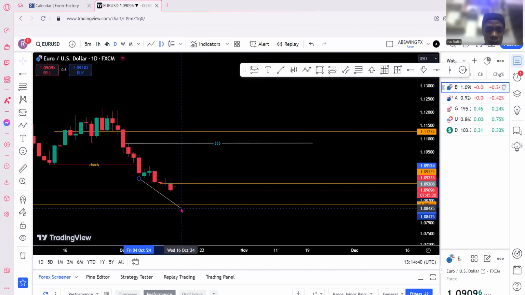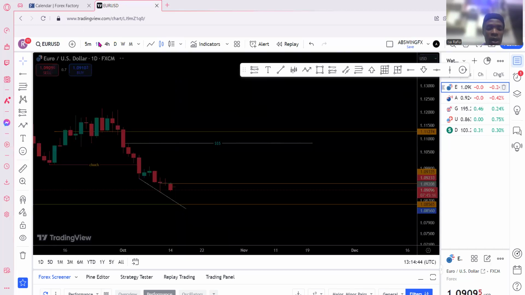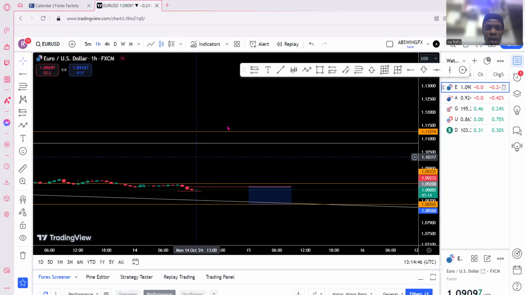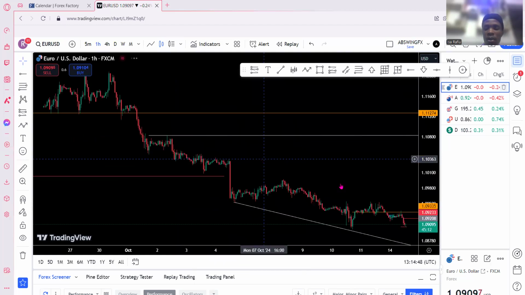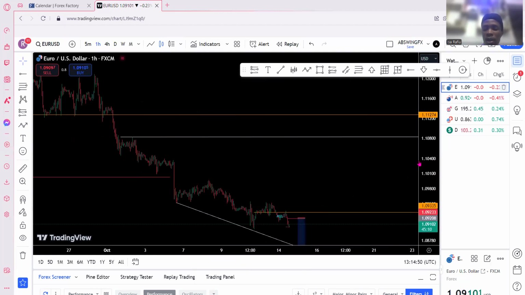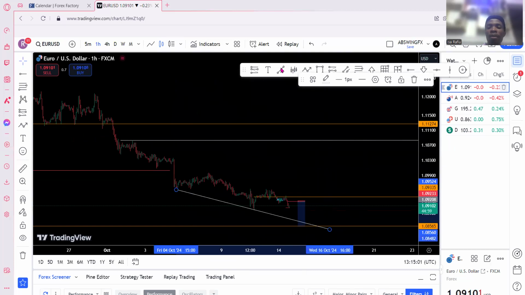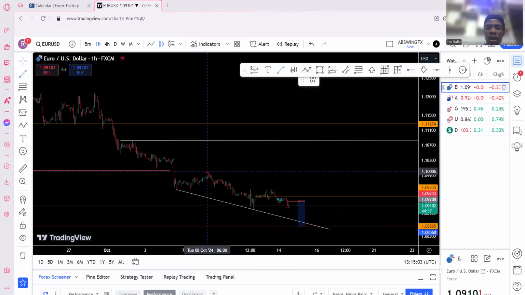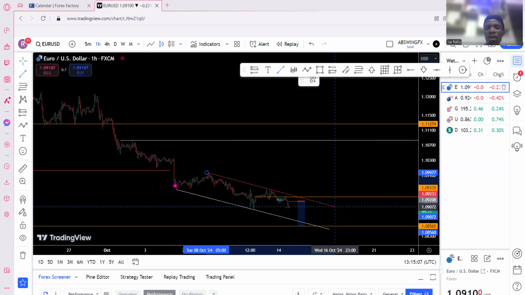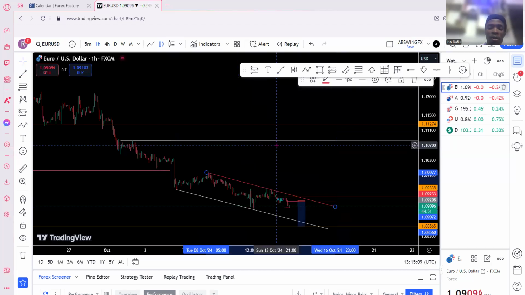A wedge pattern. Just like a wedge pattern. Can you see? Just like a wedge pattern. Some people can call it a channel, irrespective of everything.